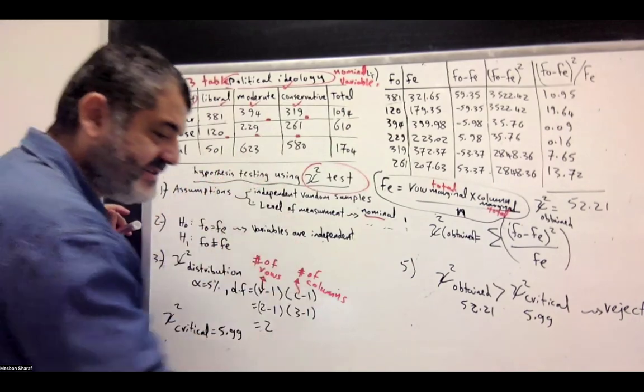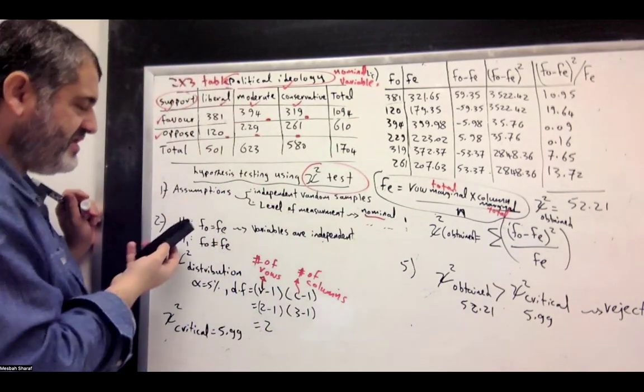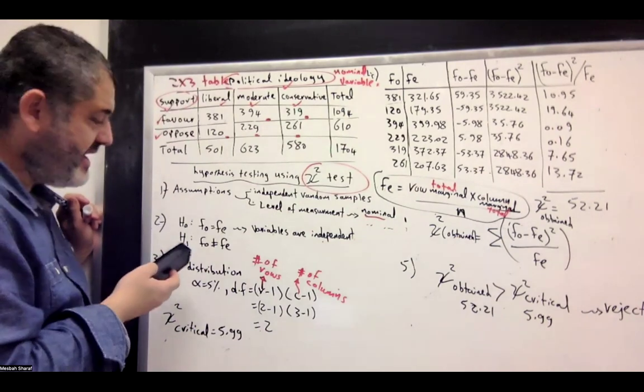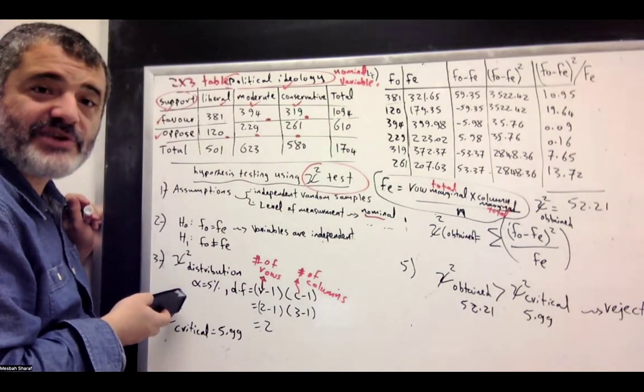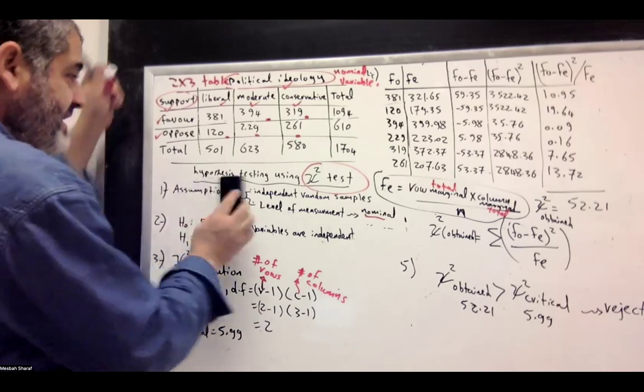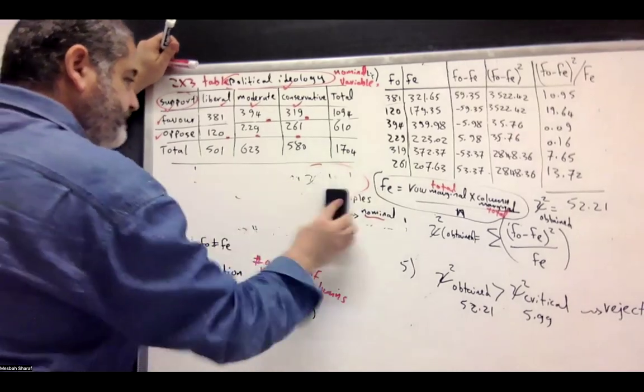I'm going to delete this part. So you have the assumptions, you have the H0 and H1, and you have the chi-square critical that you get from the table. Let me delete this one just to have a space.